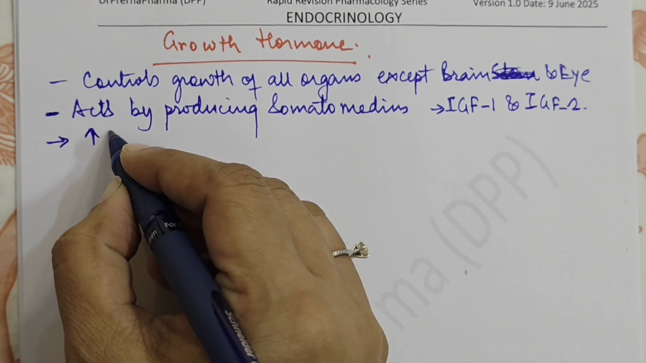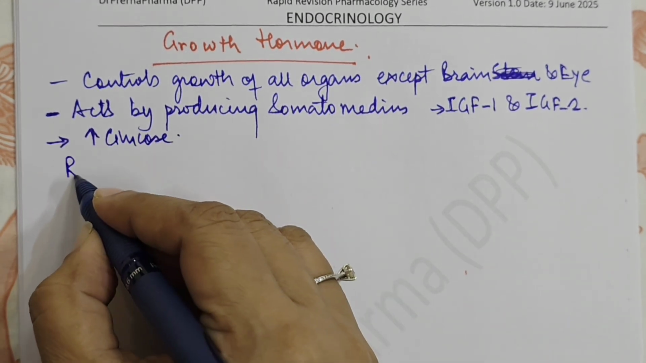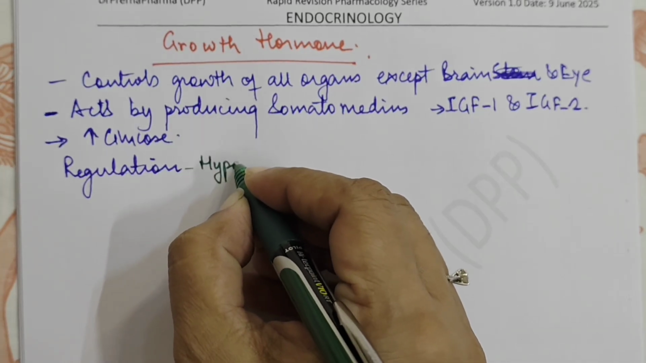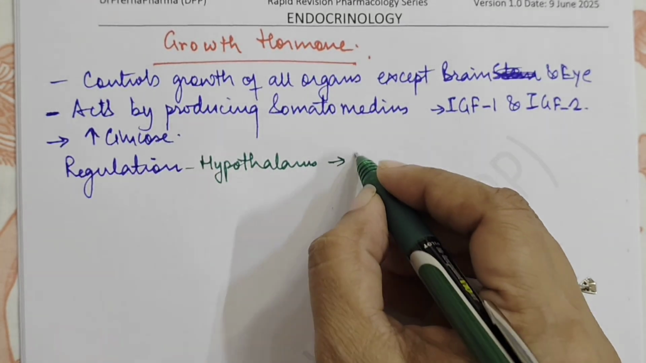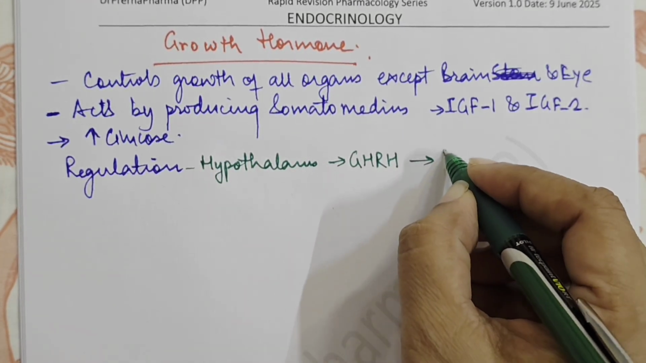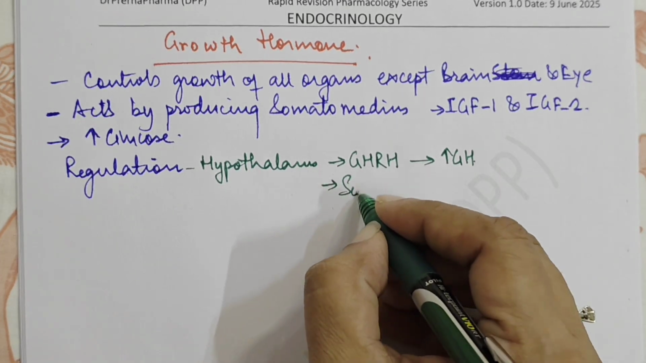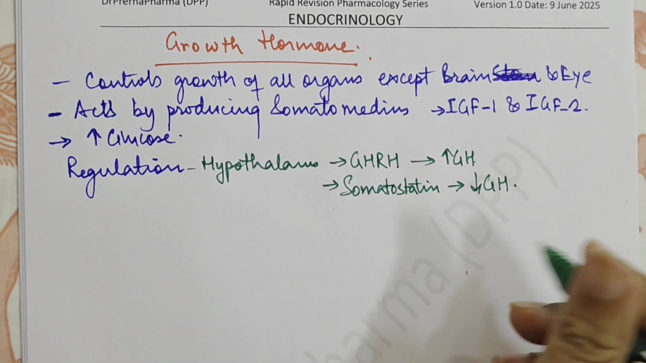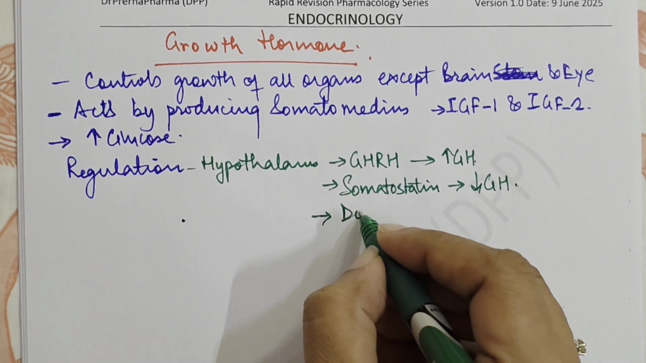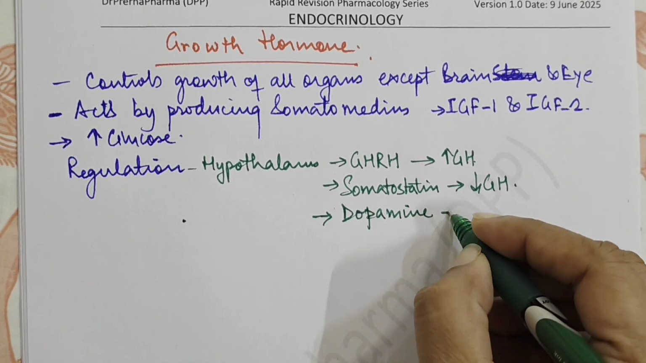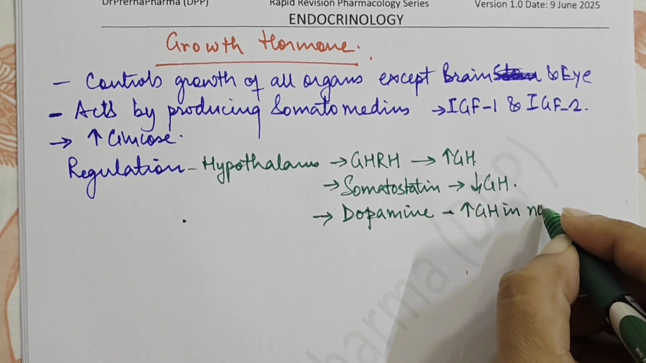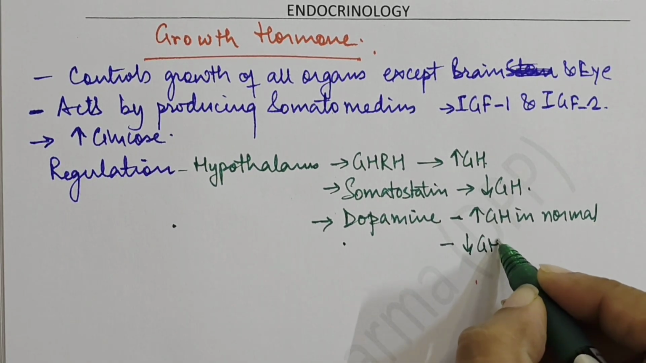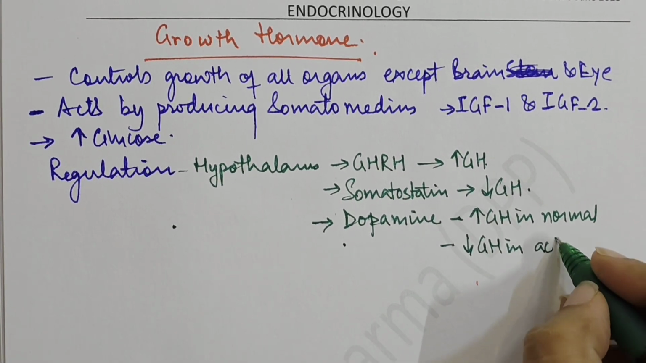Its one main action is that it increases the glucose. Okay. How is it regulated? The hypothalamus secretes growth hormone releasing hormone which increases the growth hormone, and it secretes another substance which is somatostatin which decreases the growth hormone. Okay. Then another one is dopamine. Now dopamine increases the growth hormone in normal subjects, and it is seen that it reduces the growth hormone in acromegaly.